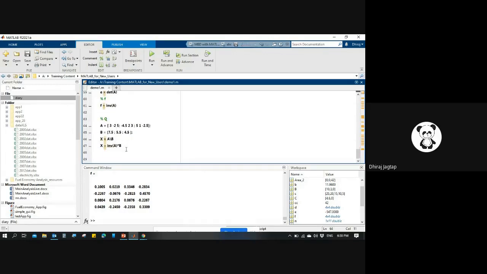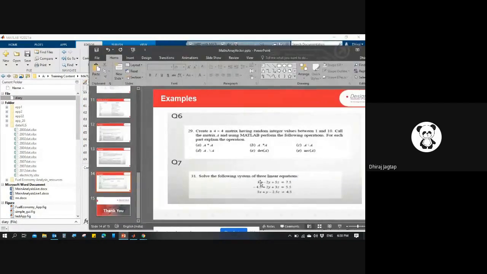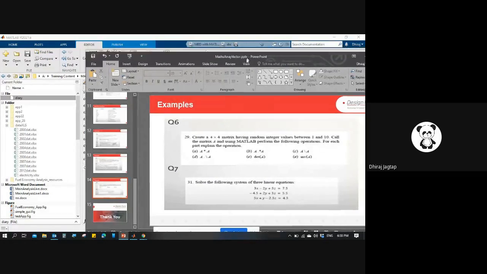Now, if I see the next question, how can I solve this? So let me, yeah, here this is the seventh question. So this is the last question. Solve the following systems of three linear equations. It says to solve this linear equation in MATLAB. So how can we solve the linear equation in MATLAB?